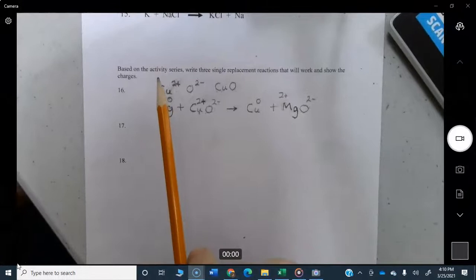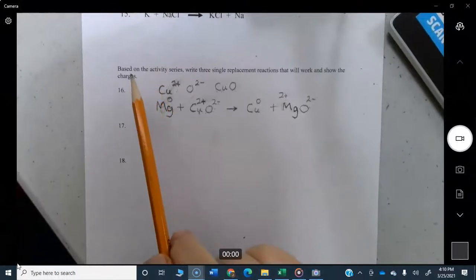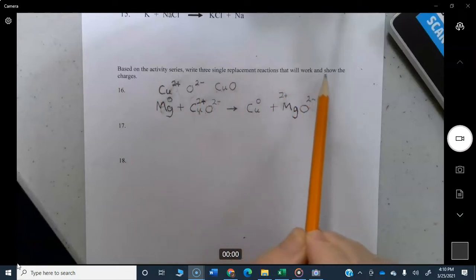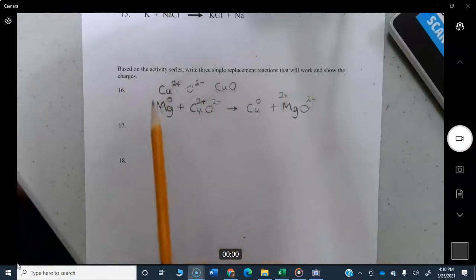Okay, in this final set of problems, I'm going to ask you to use a little creativity here. And this will help reinforce the concept that we've been working on today. So based on the activity series, write 3 single replacement reactions that will work and show the charges.